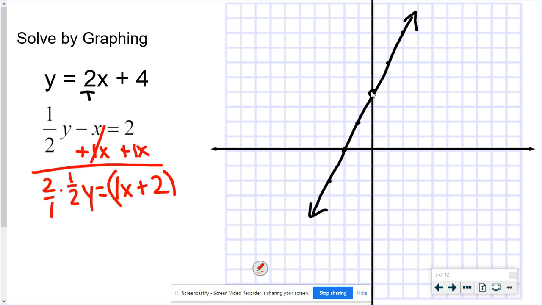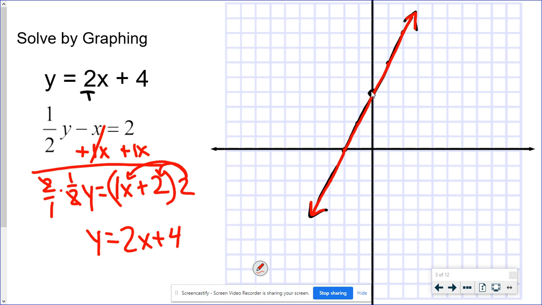But everything gets multiplied by 2. So it's actually going to look like a distribution on the right side. This is going to give me 2x plus 4. It's exactly the same line, which means I would start at 4. I would have a slope of 2, up 2 over 1.